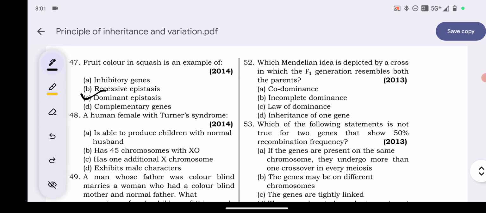Question number 48. A human female with Turner syndrome. Option A, is able to produce children with a normal husband. Option B, has 45 chromosomes with XO. Option C, has one additional X chromosome. And option D, exhibits male character. Here the answer will be option B, has 45 chromosomes with XO. Turner syndrome is 45 chromosomes, 44 plus XO. It has 44 autosomes and 1 sex chromosome. That is called Turner syndrome. B option is the correct one.